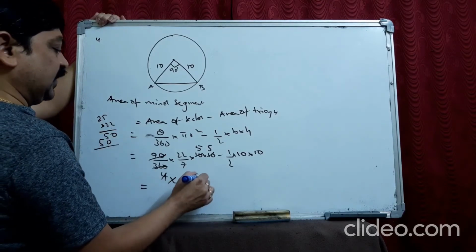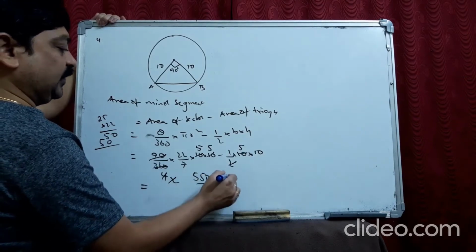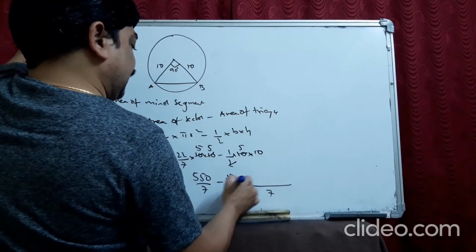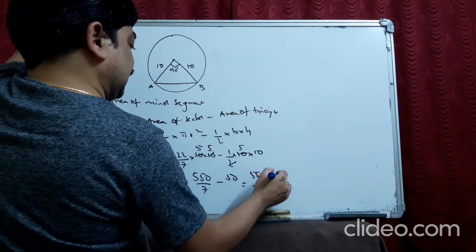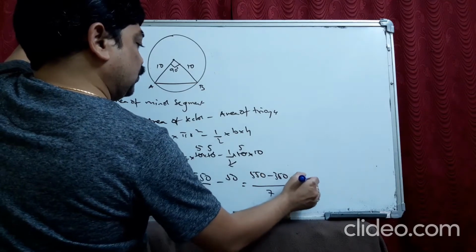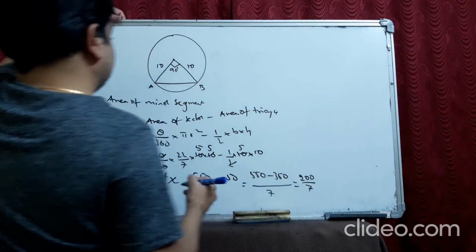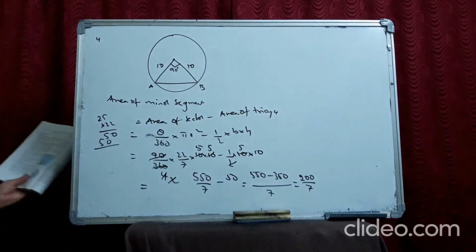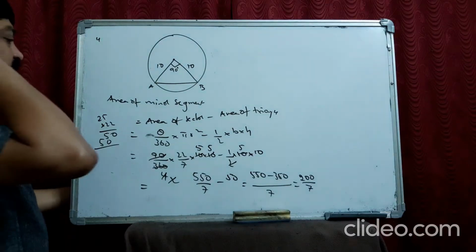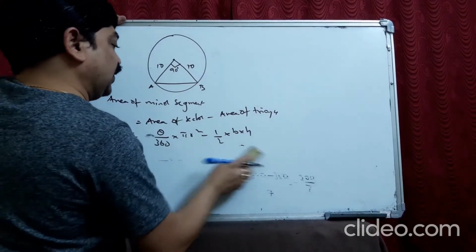550 by 7 minus 50. So if I take the LCM as 7, 550 minus 350, it becomes 200 by 7 centimeter. When you take it as a decimal, what did they ask us to take? Oh, you are asked to take pi value as 3.14. So let us take pi value as 3.14 here.